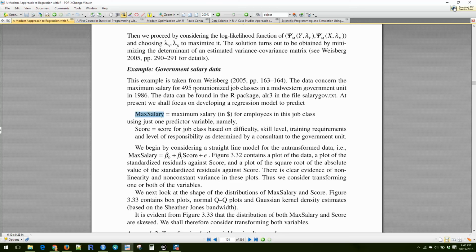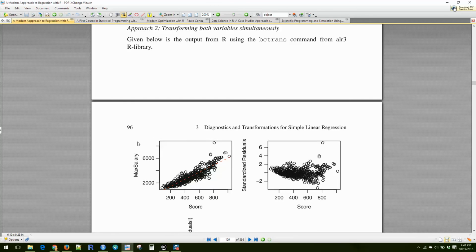So you have different classes of job, and then we say for that class your maximum salary could possibly be this. Okay, and then they had some consultant come in and give a score based on the job difficulty, saying like, this job anybody can do, this job requires a high amount of skill and effort, or something like that. Okay, and so we're trying to create a model that relates the salary with the score.